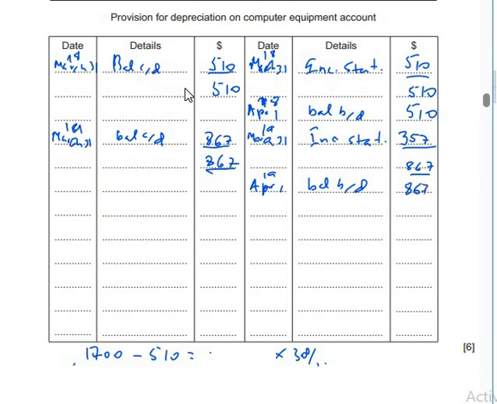Right. So I just want to repeat something. What you always have to remember is that what goes in the income statement is the depreciation for the year. Right? As we are using the reducing balance method, the depreciation will keep on reducing. Okay. If we had been asked to show the statement of financial position, we would take the cost of 1,700 minus the total depreciation of 867 to find the net book value, right? So these are a few of the questions on the provision for depreciation.